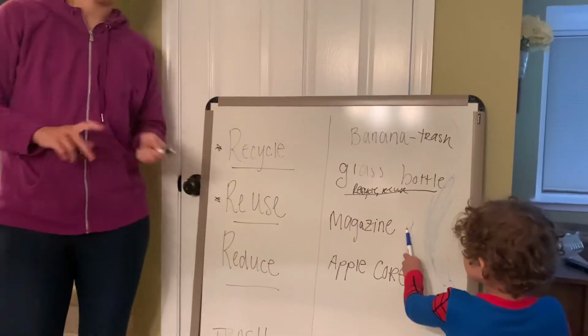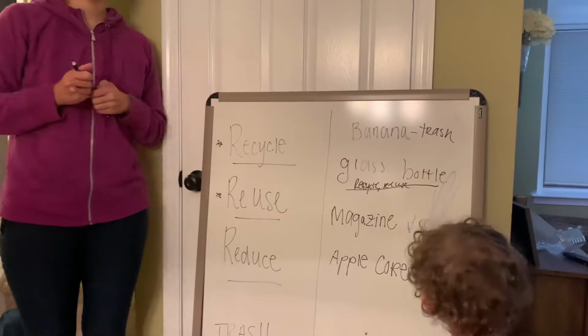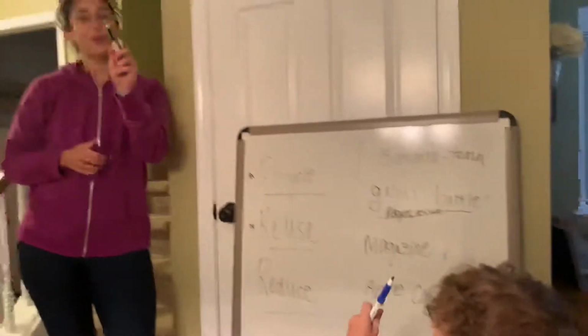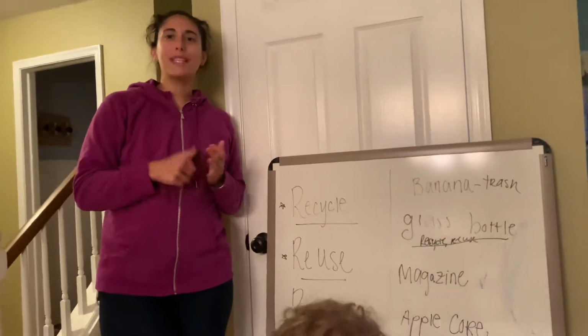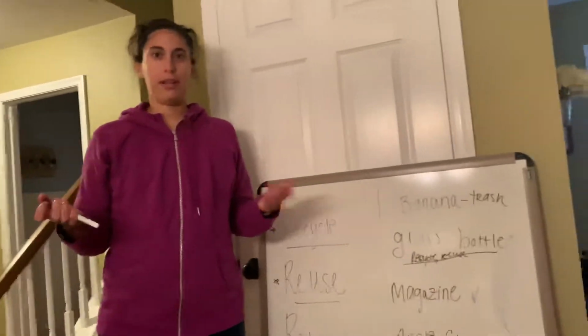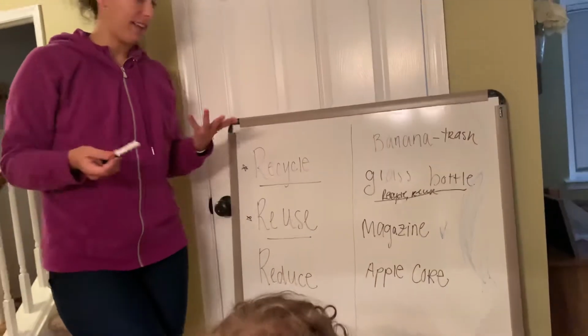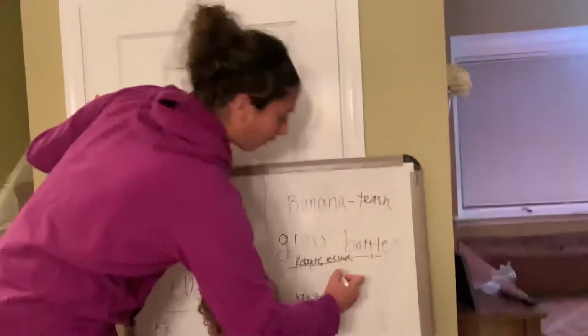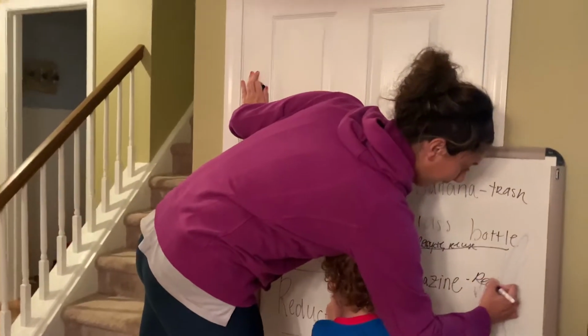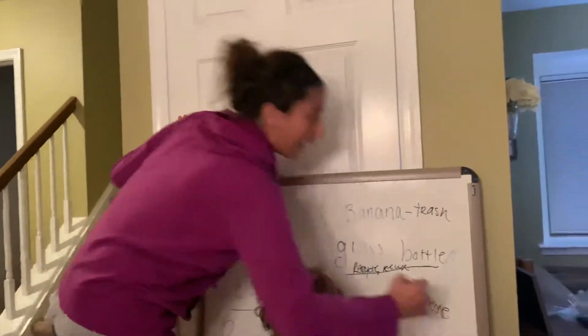Okay, Joe. Magazine. What do we think? Trash. Yeah. You're actually not correct. Because magazines, what's a magazine made of, Joe? Paper. Yeah. So can we recycle paper? Yes. So it's recycle. We can use that again.